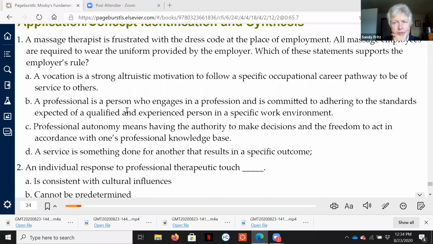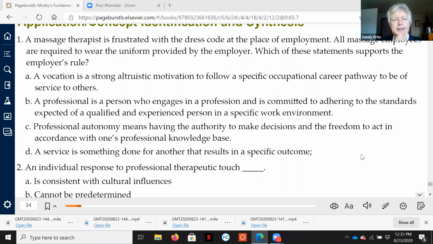That could be right. I don't want to make a decision on that one yet. I want to read the next one. Professional autonomy means having the authority to make decisions and the freedom to act in accordance with one's own professional knowledge base. And the last one, a service is something done for another that results in a specific outcome. I can rule that one out. It doesn't relate to the question. But these two, I got to investigate further.